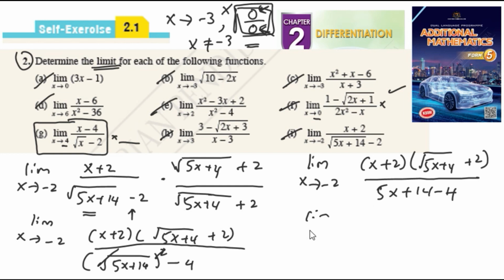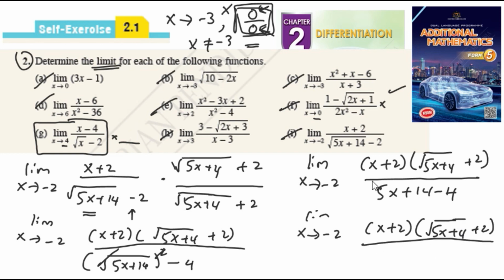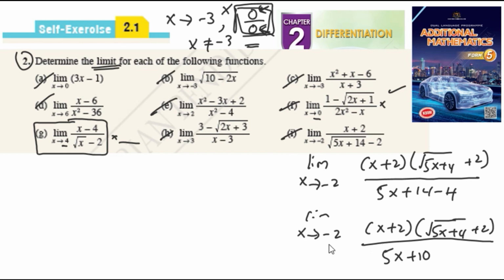So here limit x approaching negative 2, you get x plus 2, square root of 5x plus 14 plus 2. And here you see, so here you get 5x plus 10. And you see here, you can factorize this. When you factorize this, you will get x plus 2. So you can cut up and below. Because when you see this, if you substitute negative 2 directly here, you will get negative 10 plus 10, which is 0. So you cannot get 0 below or above.